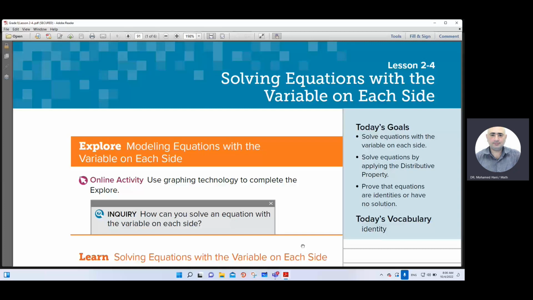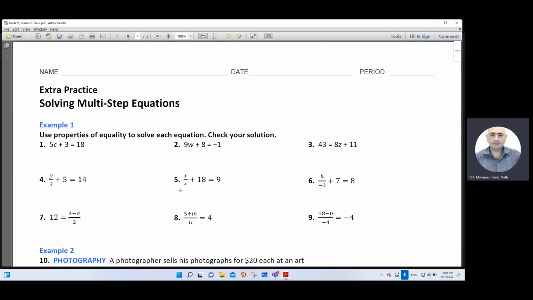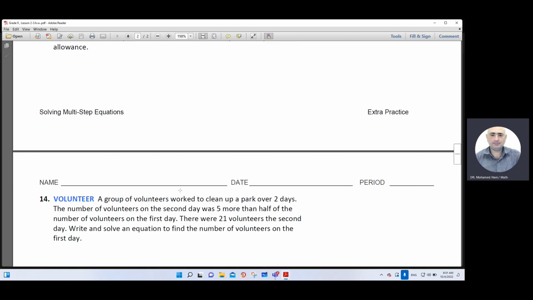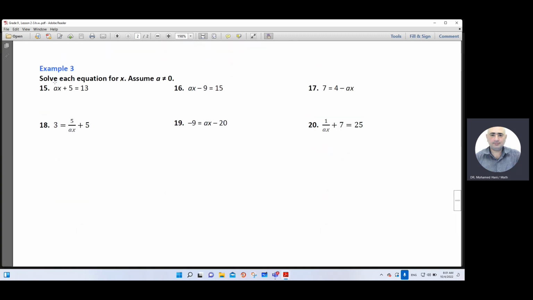Lesson for solving equations with the variable on each side. Before we start this lesson, we want to continue our work in the previous lesson, solving multi-step equations. Yesterday, we stopped here in number 15. As you see in this question, solve each equation for x.